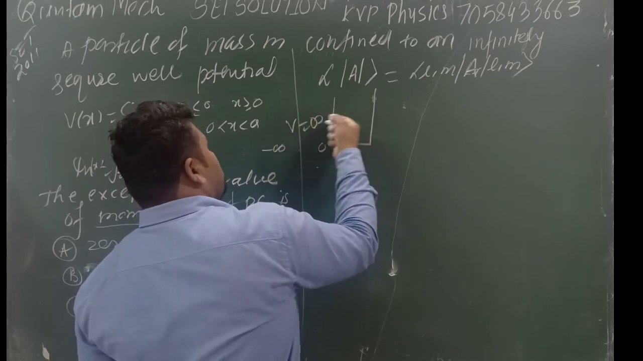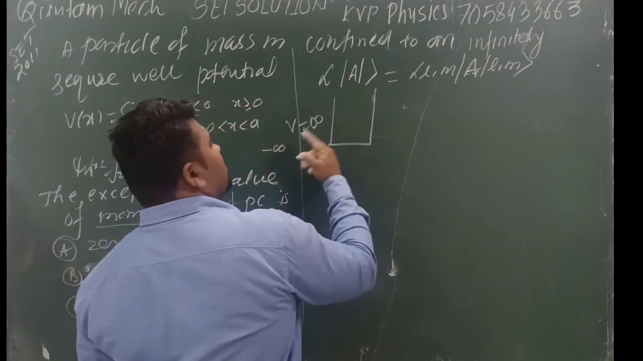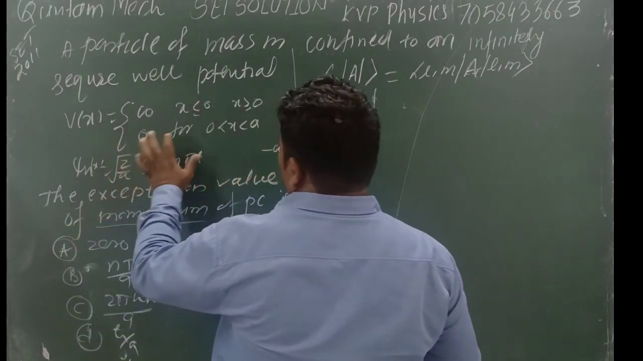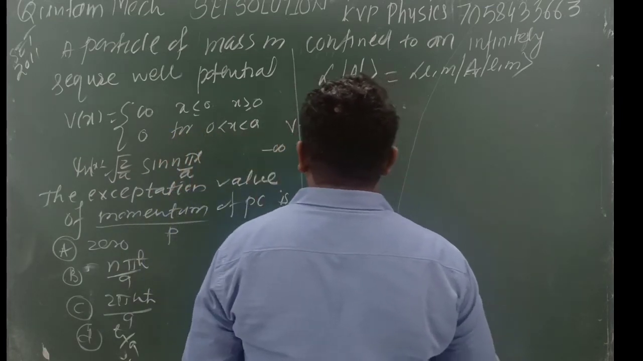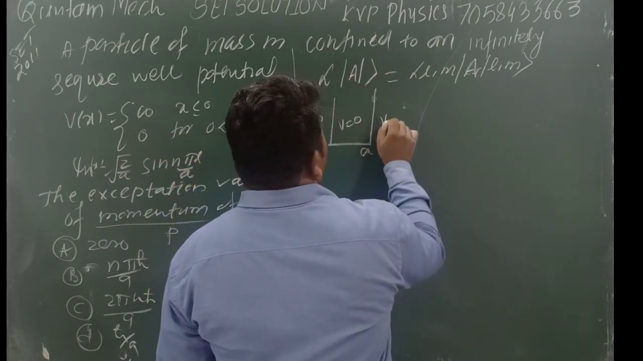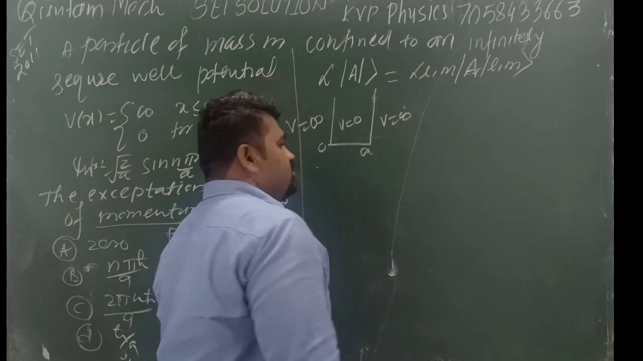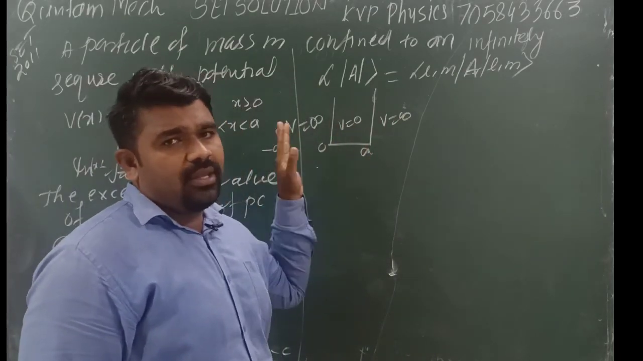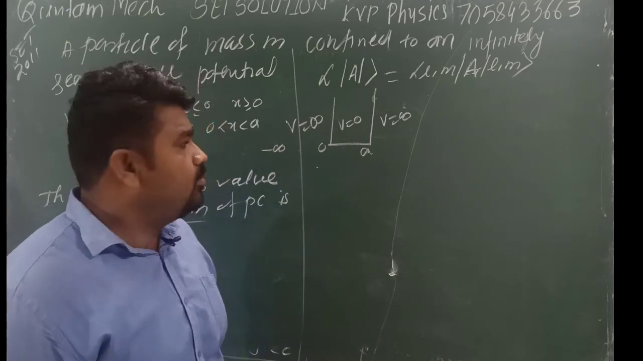This means the particle cannot penetrate this wall. The particle is moving inside. Here the potential is equal to how much? Potential is equal to 0 for 0 < x < a. And here also the potential is equal to infinity, which means the particle cannot penetrate this wall, and the particle continuously moves back and forth inside the box.